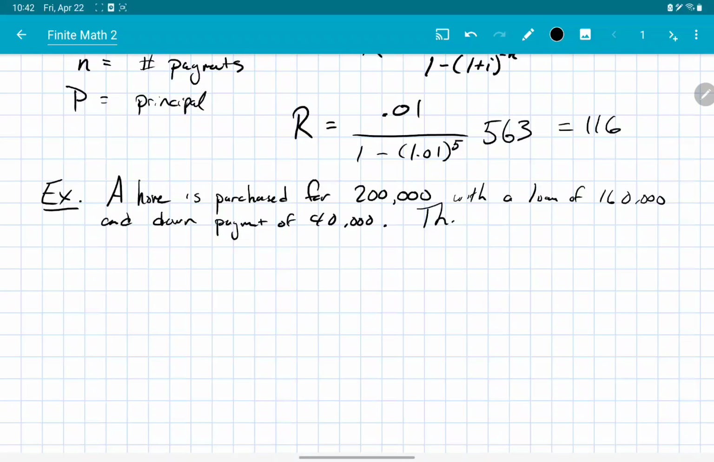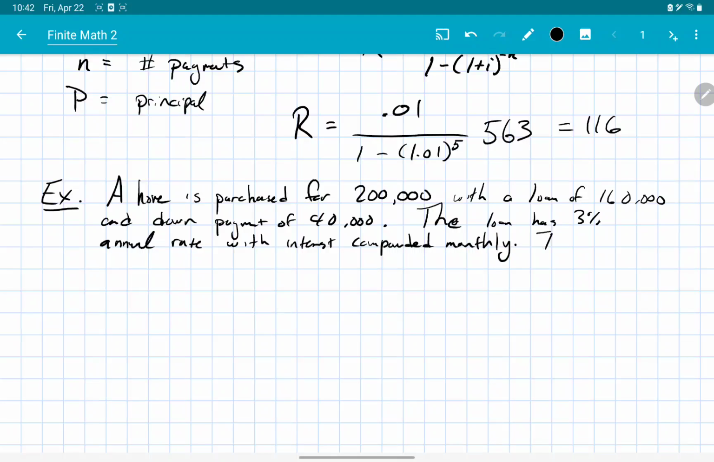The loan has a 3% annual rate with the interest compounded monthly. This is usually how this works. And the loan is for 30 years. What are the monthly payments?